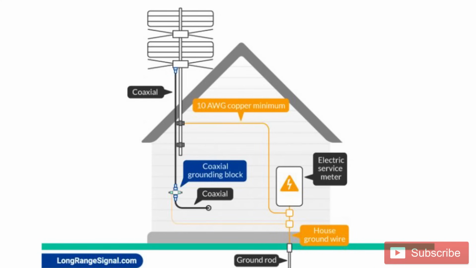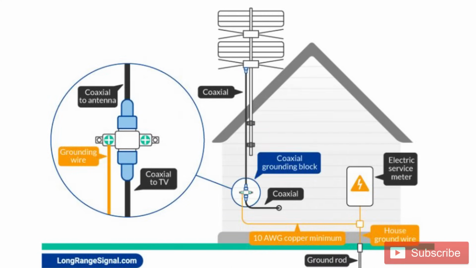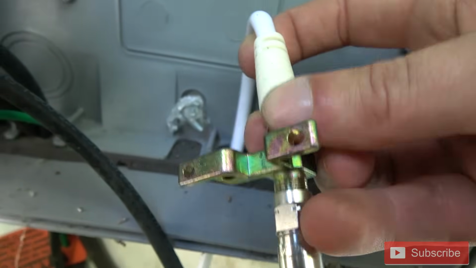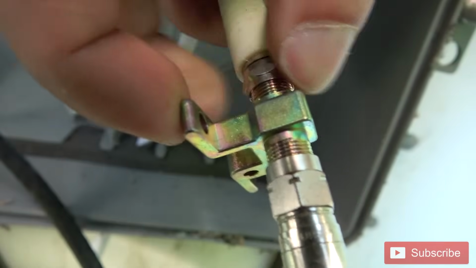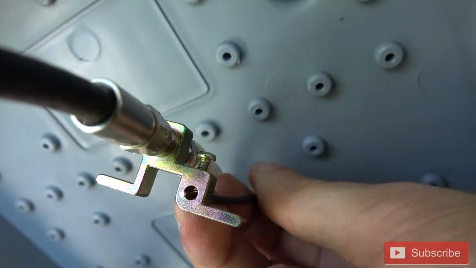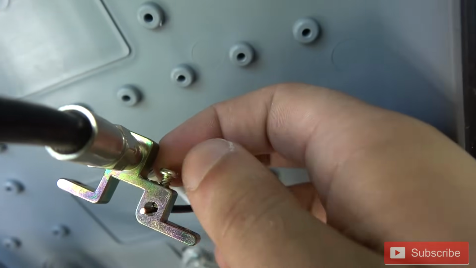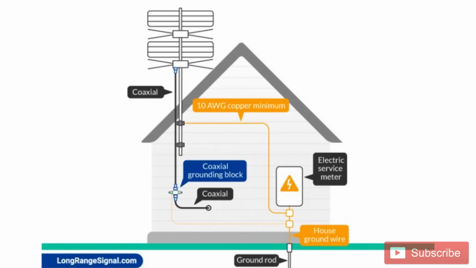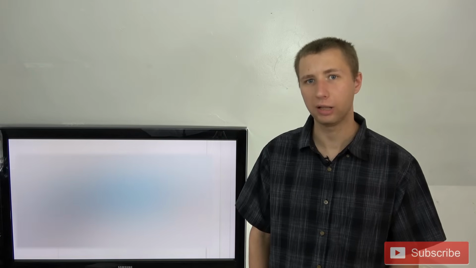You now have the mast properly ground, but you will still need to ground the coaxial cable. Use a ground block to connect the coaxial cable from your TV antenna to another coaxial cable that's going into your house. Cut another segment of the 10 gauge wire and connect the one end to the coaxial ground block as you see here, and the other end to your ground rod. Referring back to the diagram, you can now see that the antenna is properly grounded with both the coaxial cable and the mast. So there you go. This is how you properly ground an outdoor TV antenna according to National Electric Code.